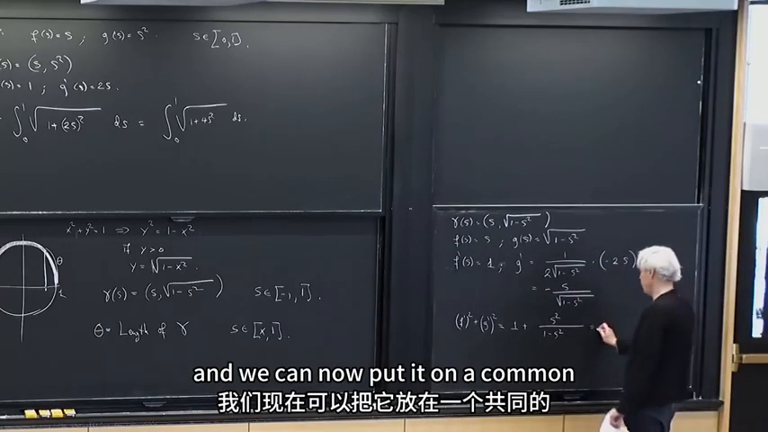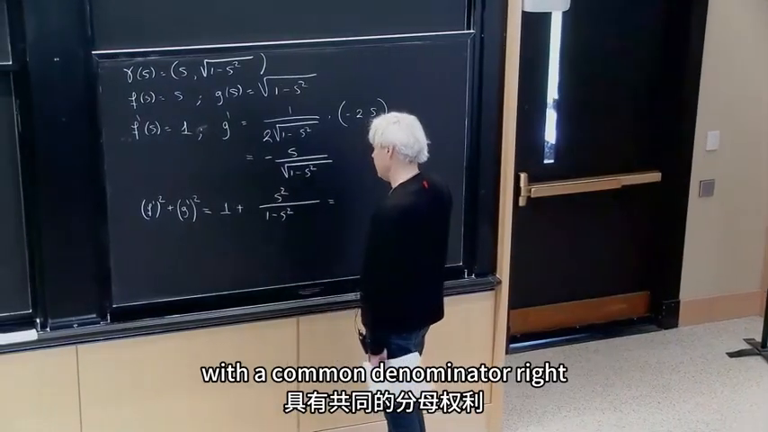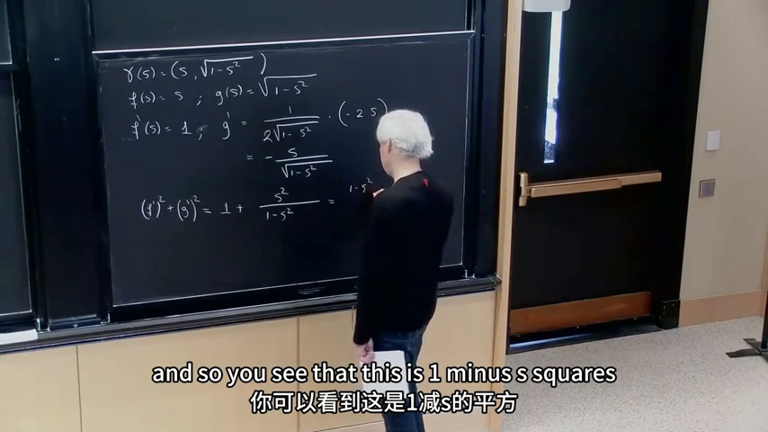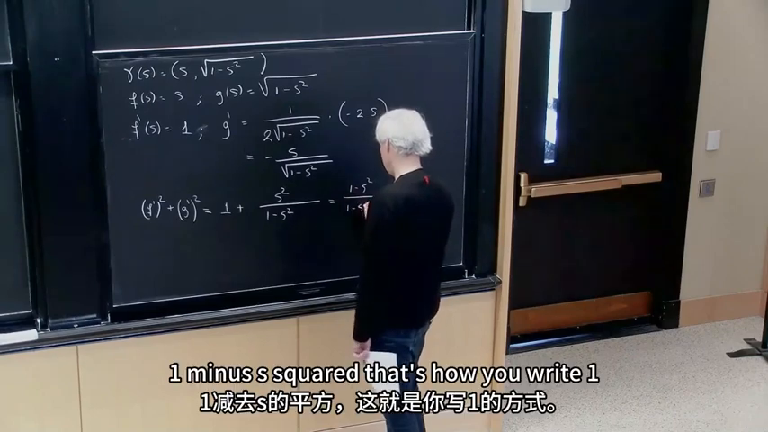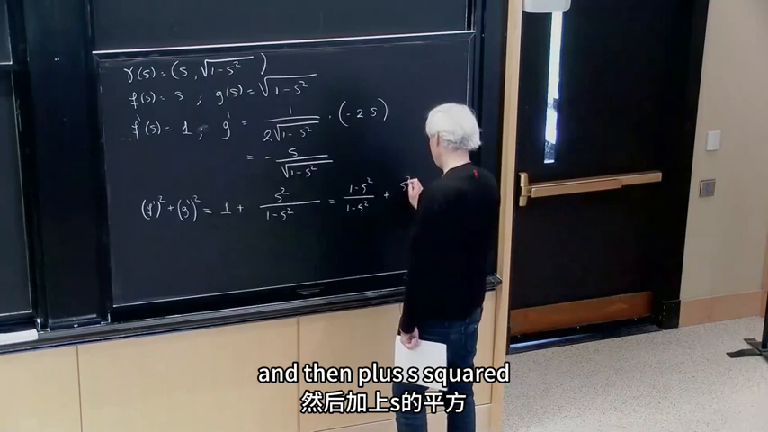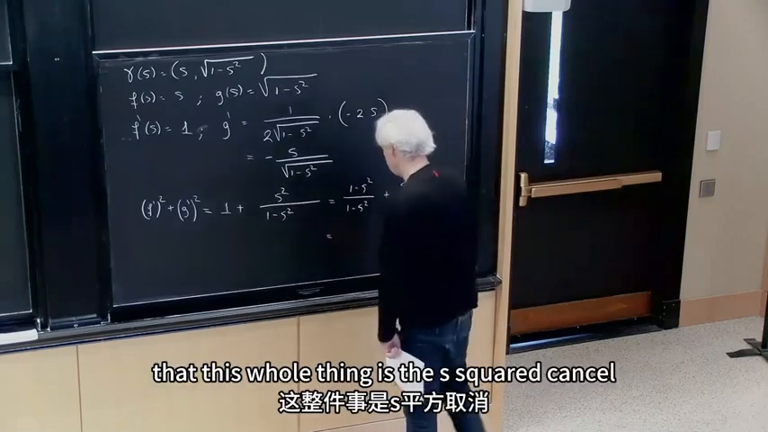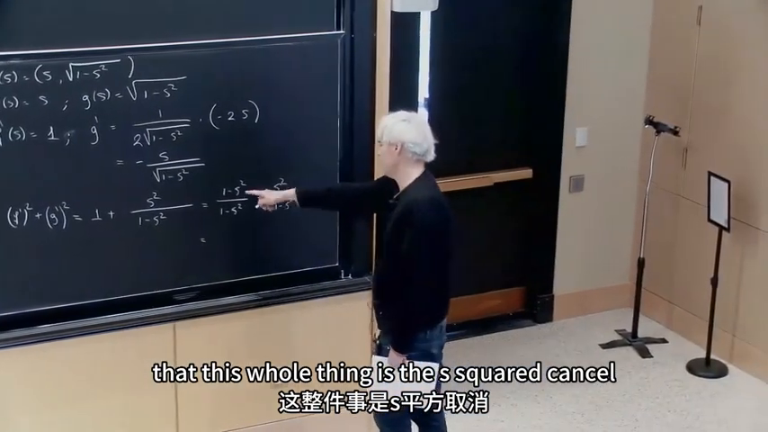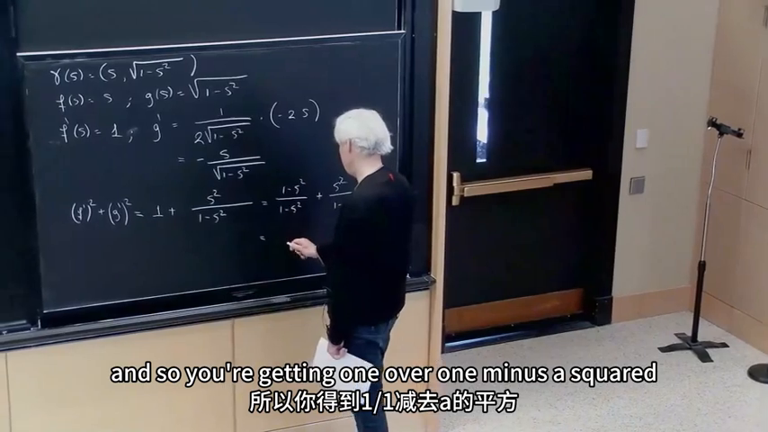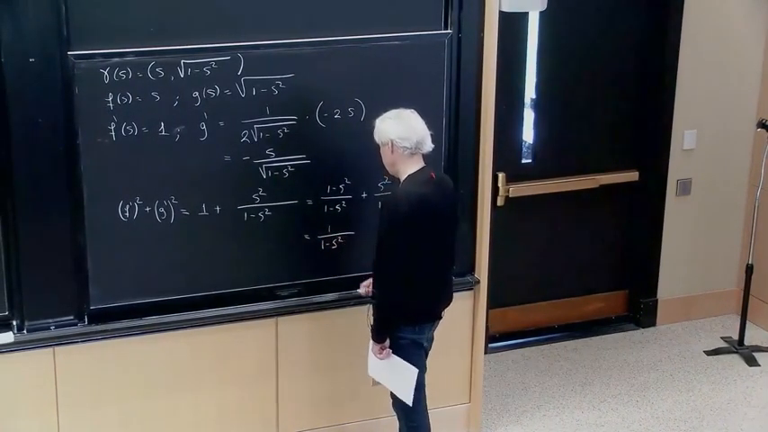And we can now put it on a common denominator, right? And so you see that this is 1 minus s squared over 1 minus s squared, that's how you write 1, and then plus s squared over 1 minus s squared. And so you see that the s squared cancel in the numerator, and so you're getting 1 over 1 minus s squared, right?